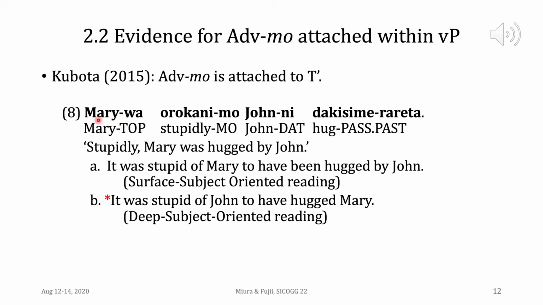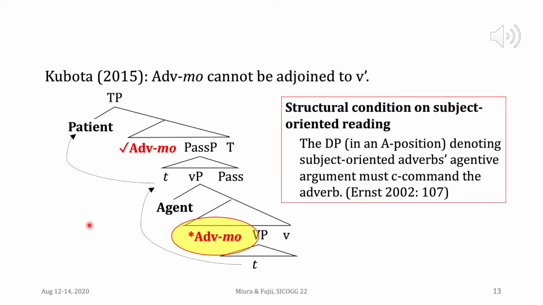So the interpretation we get is it was stupid of Mary to have been hacked by John, not it was stupid of John to have hacked Mary. So this is Kubota's observation. Kubota approaches this fact, proposing that ADV mo cannot be adjoined to small VP. It must be adjoined to T-bar. And this fact follows if we assume that the DP denoting the subject-oriented adverb's agentive argument must segment the adverb.